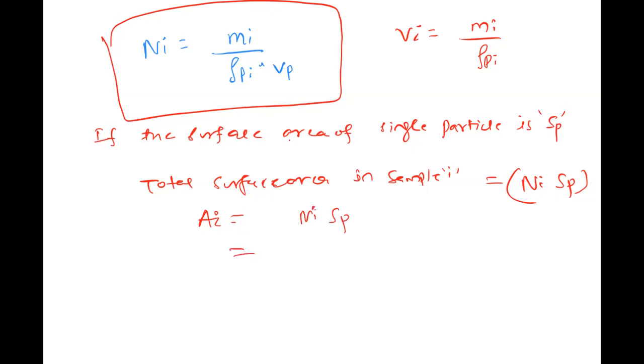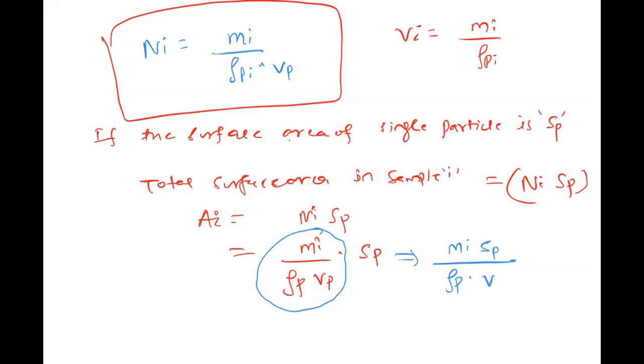So in place of Ni, can I write Mi by rho p Vp into Sp? Yes or no? I have just put the value of Ni equal to Mi by rho p into Vp. Is it clear? Yes or no? Is it clear to all of you? So here what we got is Mi Sp by rho p into Vp.